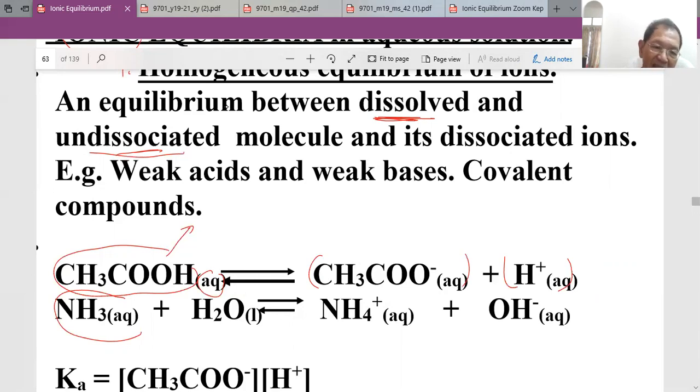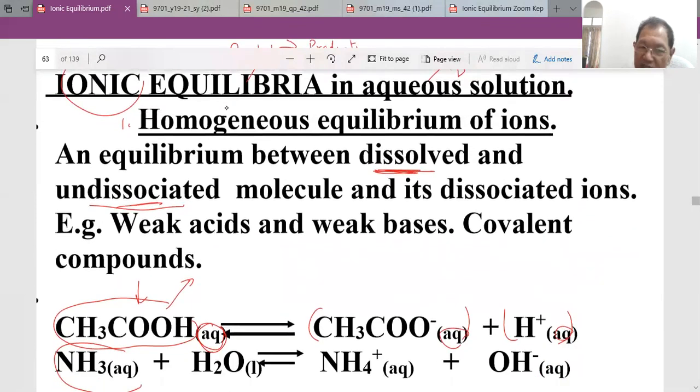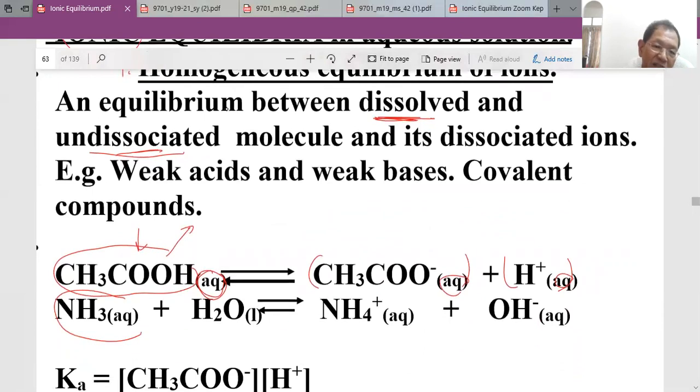Most of the time it is in the form of a molecule, but it's dissolved. So see, homogeneous, aqueous. Now this is called heterogeneous. This is called homogeneous equilibrium of ions, right? Because all the reactants here, and both the products here, are soluble. And one of the products here is ionic. So this happens in weak acids and weak bases.